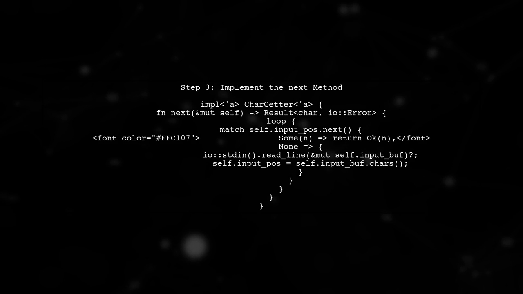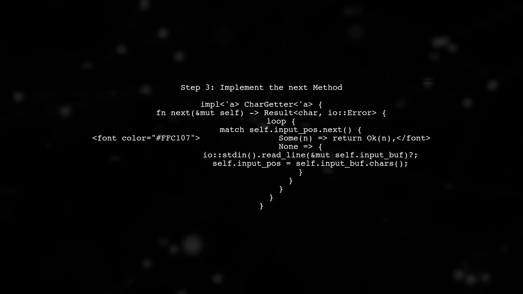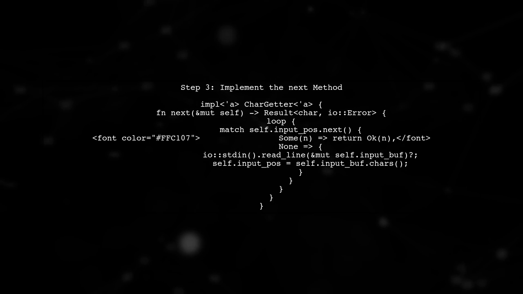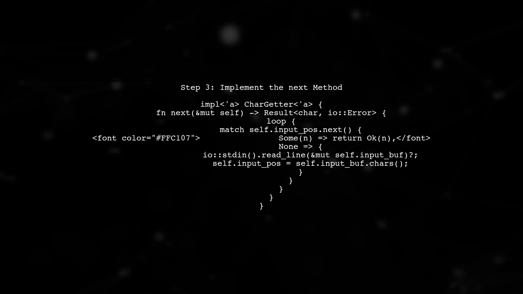Next, we need to implement the next method. This method will return the next character from the buffer or read a new line from std::in if the buffer is empty.